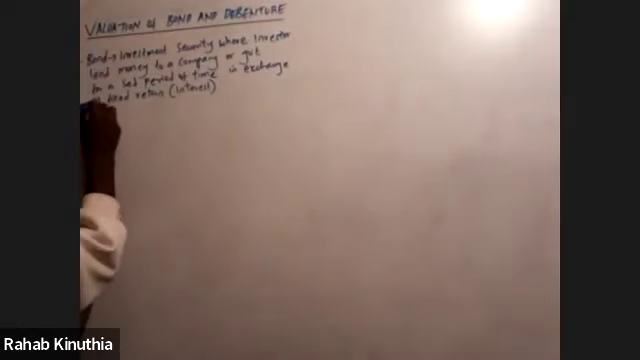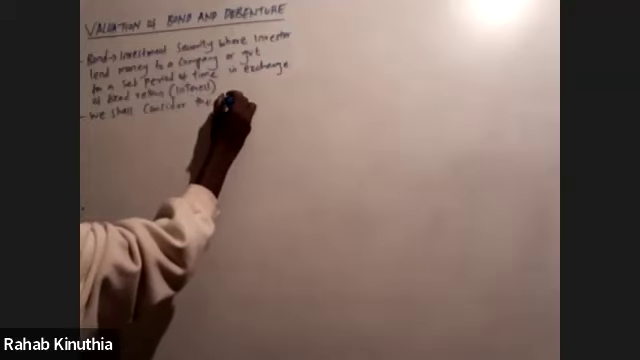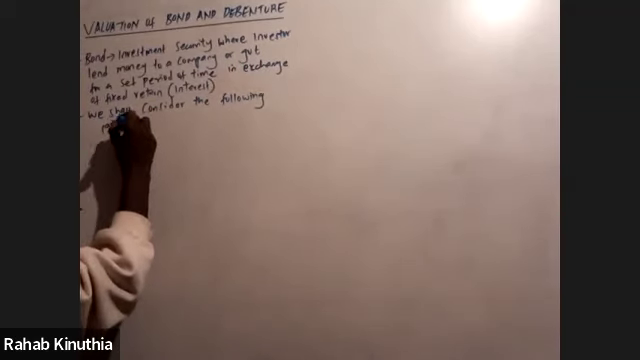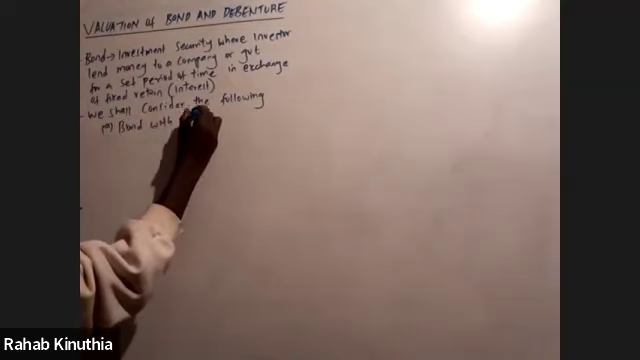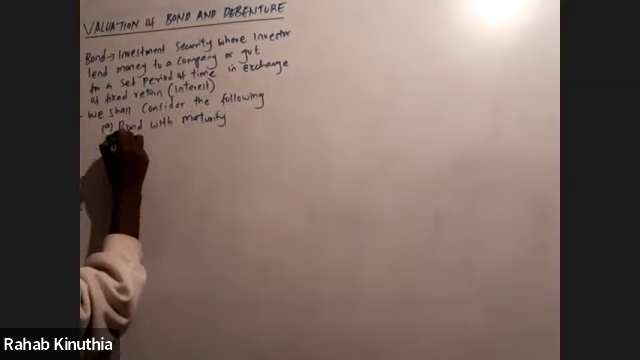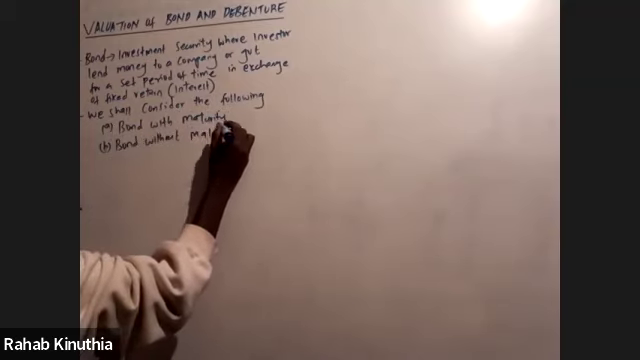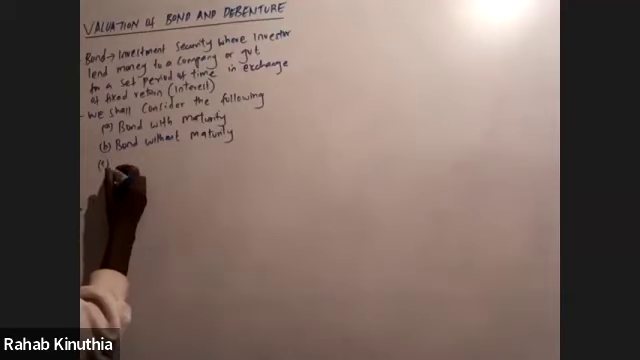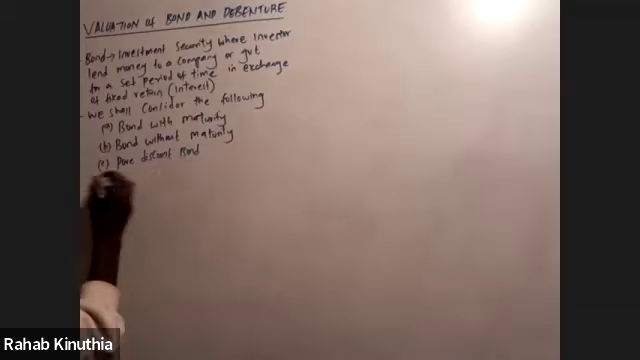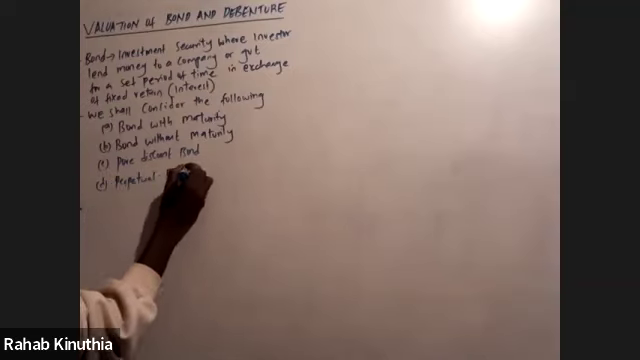We shall consider the following. Number A, bond with maturity. Number B, bond without maturity. Number C, pure discount bond. Number D, perpetual bond.